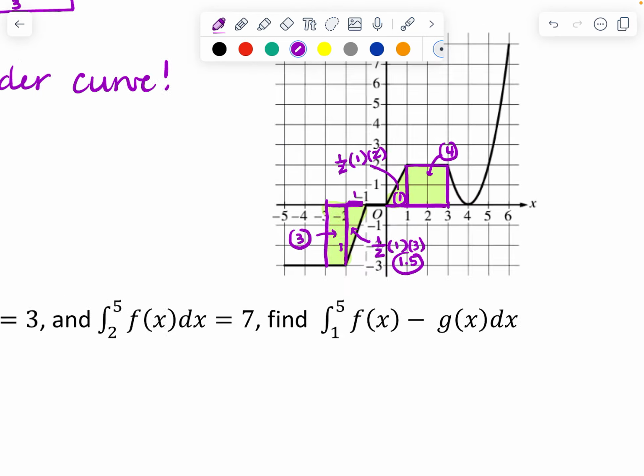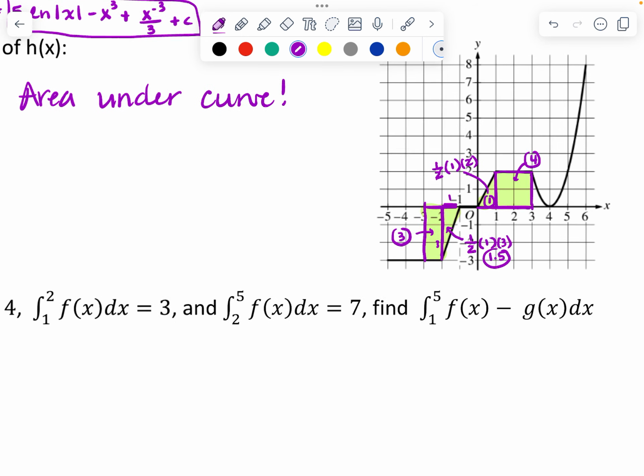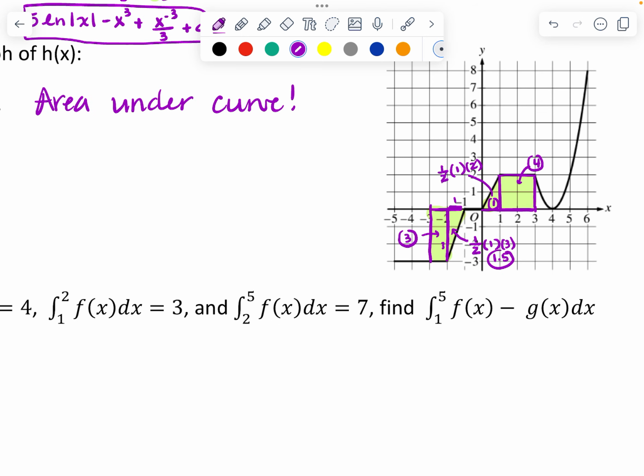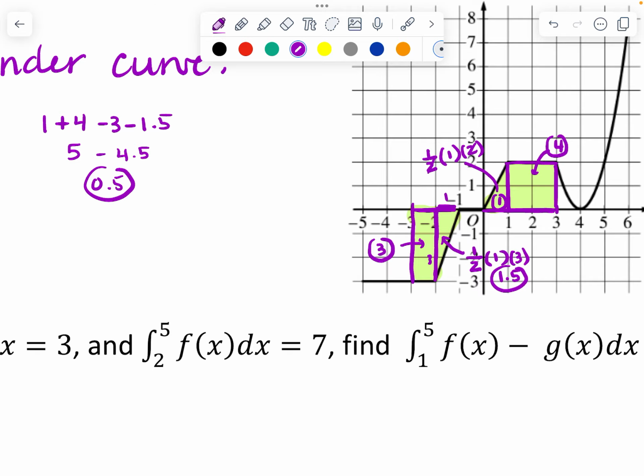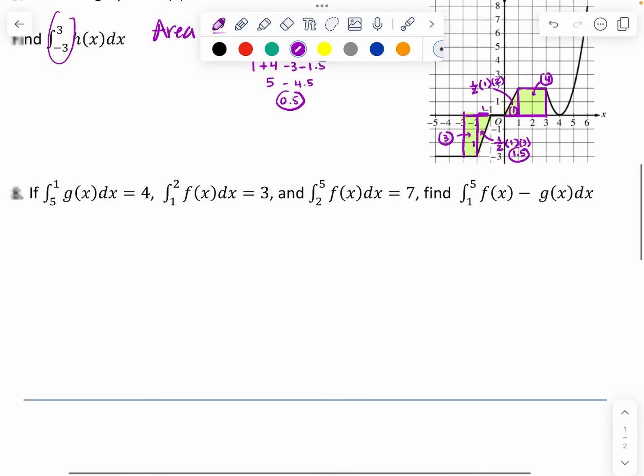All right. Now remember, if you're above the x-axis, it's positive area. If you're below the x-axis, it's a negative area. So the ones that are above the x-axis are the 1 and the 4. So I'm going to keep those positive. But then I'm going to subtract the other 2 because they're below. So -3 minus 1.5. So this is going to be 5 minus 4.5, which is just 0.5. Okay.